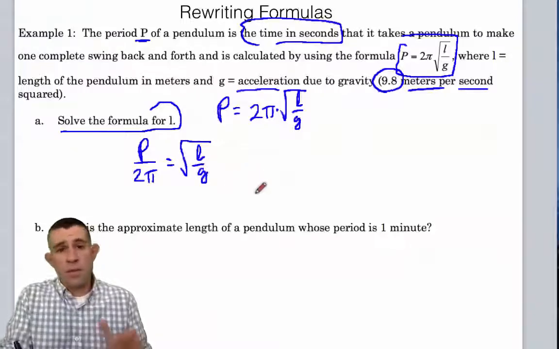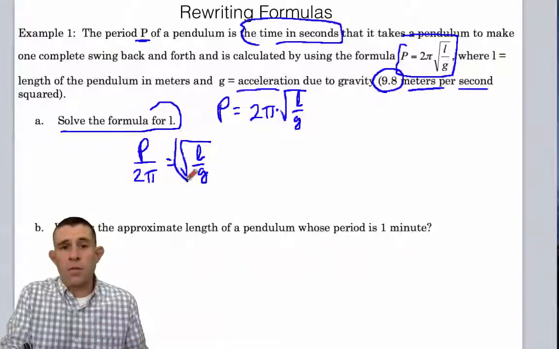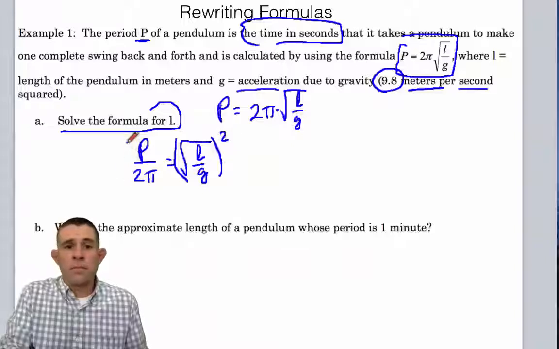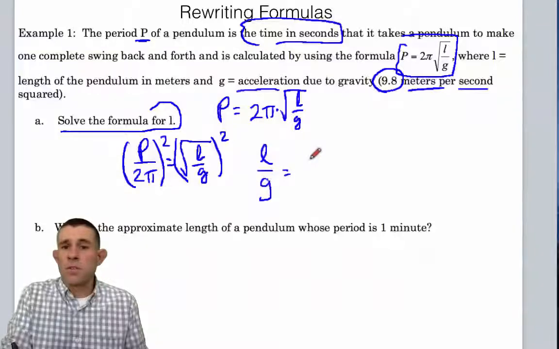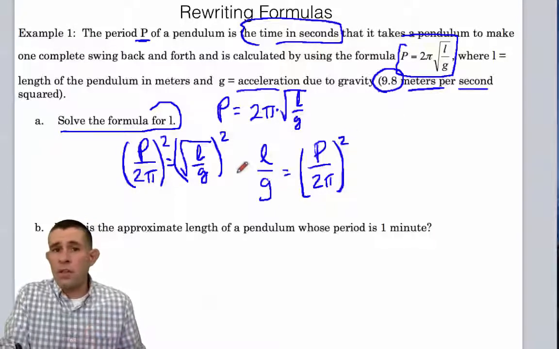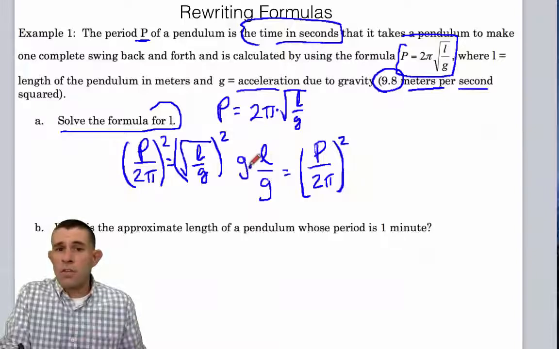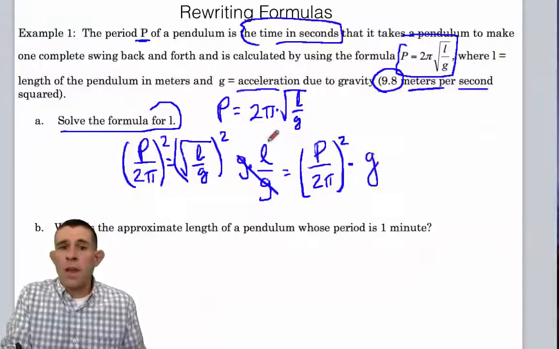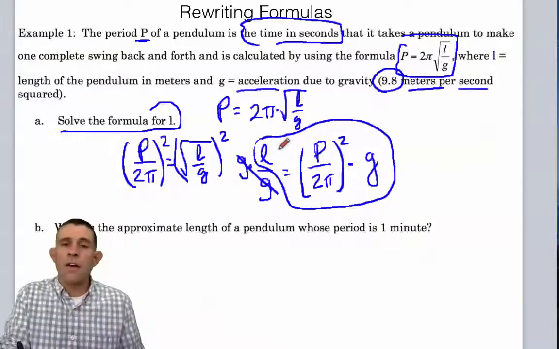Now, I can get rid of that square root symbol by squaring both sides. These are inverse operations of each other. So now I'm left with L divided by g is equal to P over 2 pi quantity squared. Now, my final step is to get L by itself. I see L is being divided by g, so the inverse operation of division is multiplication. So I need to multiply both sides by g. Now I have a formula here that's written in terms of L.